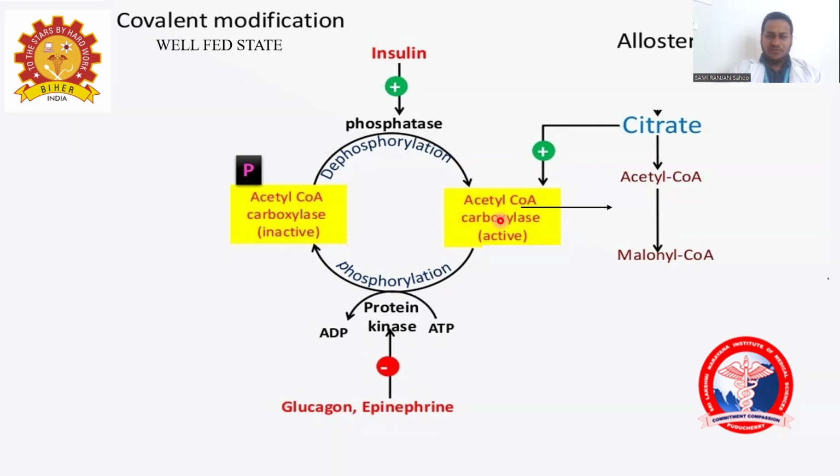If we want to stop the reaction, the active form of acetyl-CoA carboxylase gets phosphorylated to form inactive acetyl-CoA carboxylase. Who gives the phosphate group? ATP gives the phosphate group and forms ADP with the help of protein kinase. Who are the inhibitors? Glucagon and epinephrine are the best inhibitors.